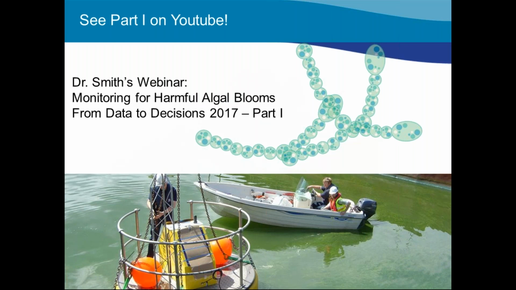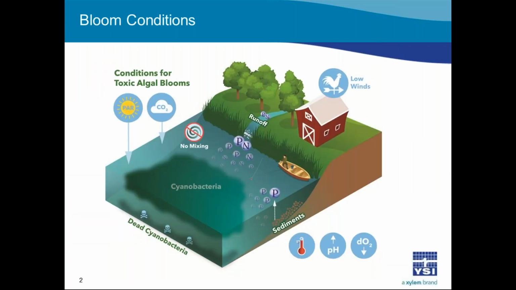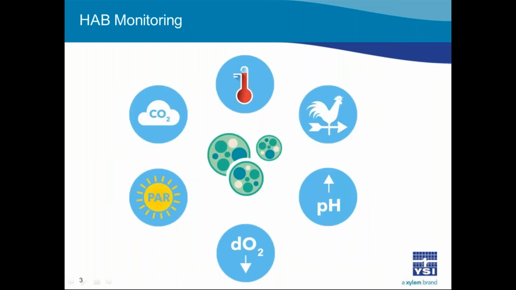But in that first webinar, I covered a lot of the principles about harmful algal blooms using this infographic. And what we tried to demonstrate and communicate was that there are a number of environmental factors that impact a harmful algal bloom. Some you're very familiar with, like nutrient runoff, weather conditions. But the other thing we made a point of was that the algal bloom itself impacts the environment in turn. And that's why a multi-parameter monitoring approach for a lot of these different things is really your best bet when it comes to monitoring for harmful algal blooms.